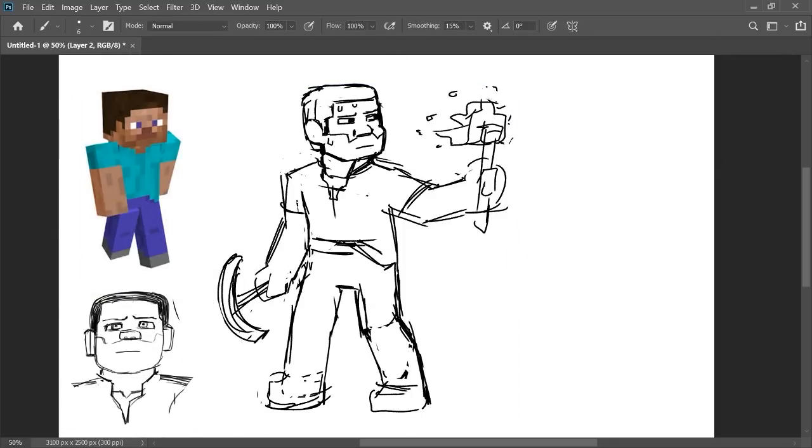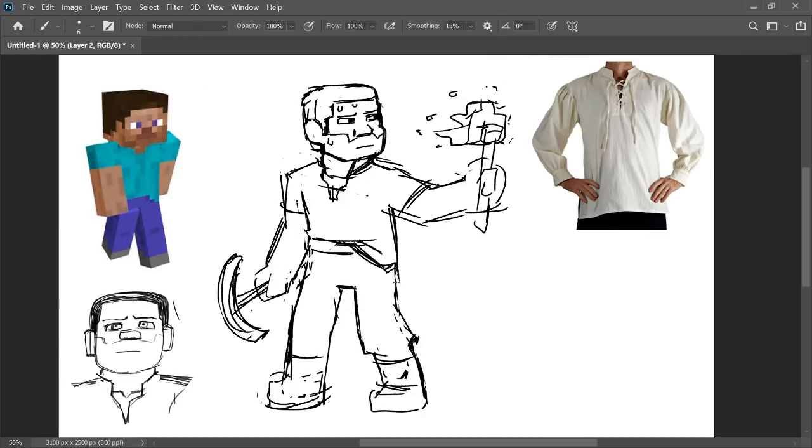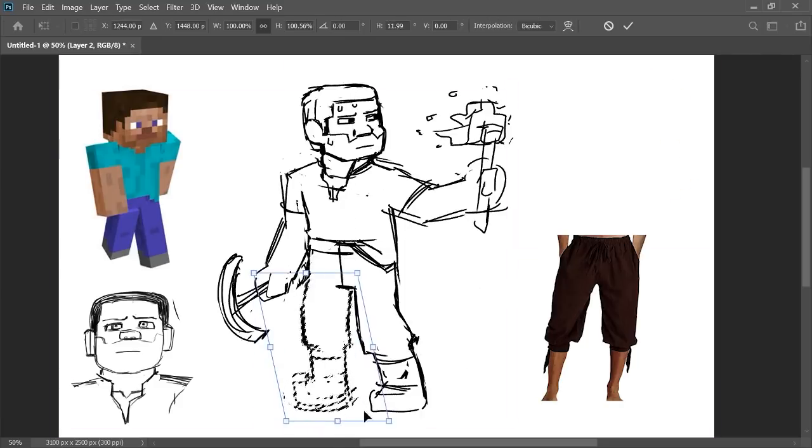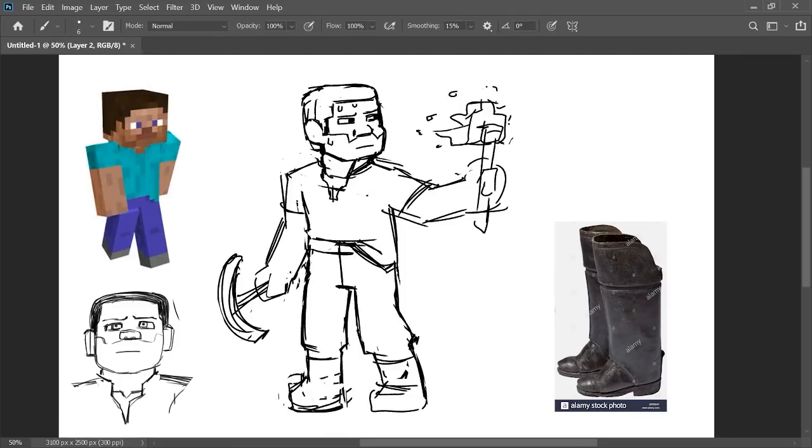I did use references for his clothes. I thought I could take inspiration from things that people wore around 1750, so you've got the big billowy shirt, except it has short sleeves. His pants are something like pantaloons. For his boots, I googled adventuring boots 1750 and got what I was looking for.